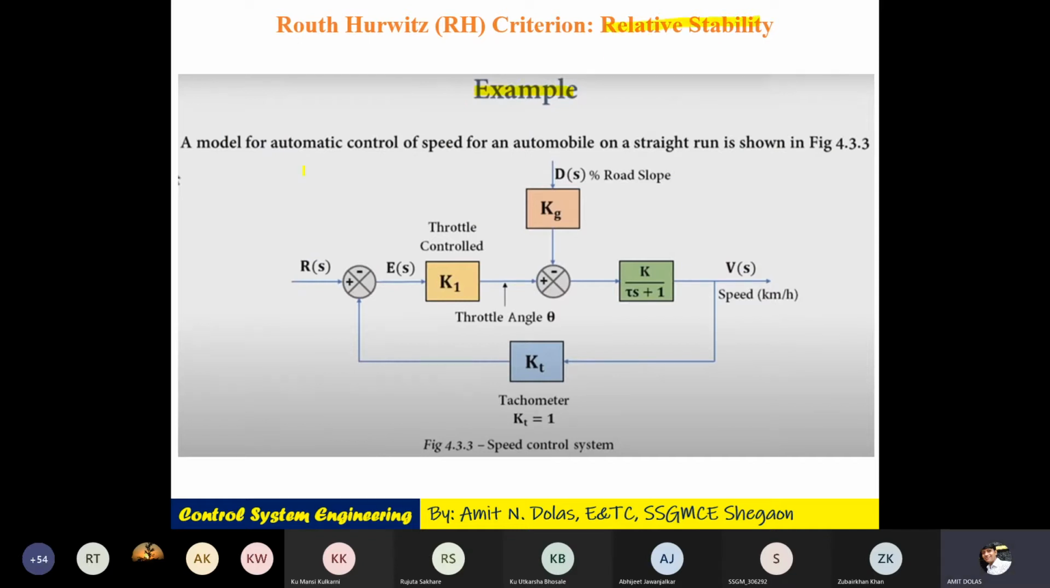Now, this is an example of what we are learning, relative stability. A model of automatic control: speed control of an automobile on a straight run. This is the example. On a straight run, what can be the disturbance? Like I'm going on the straight run and I want automatic speed control. Forget about the turning angle and everything. I am just interested in the speed. So I want 50 kilometer per hour speed, standard speed. It should not be 49. It should not be 51.